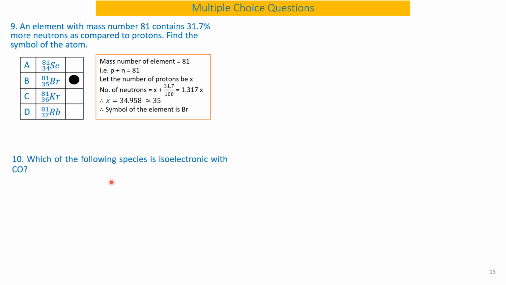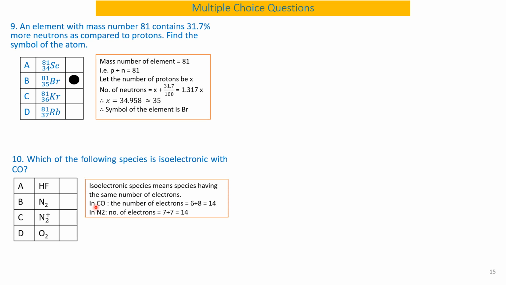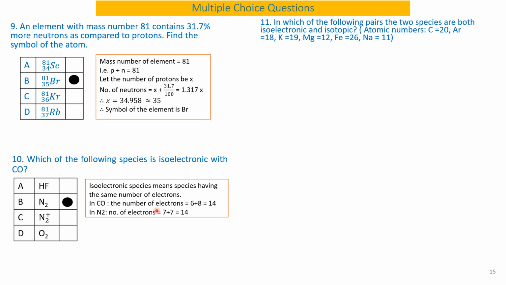Which of the following species is isoelectronic with CO? Four options are given. We have to analyze and mark the correct answer. Isoelectronic species means species having the same number of electrons. In CO, the number of electrons is equal to 6 plus 8, that is equal to 14. In nitrogen, N2, the number of electrons is equal to 7 plus 7, 14. So option B is the correct answer. Please mark it. Next question.